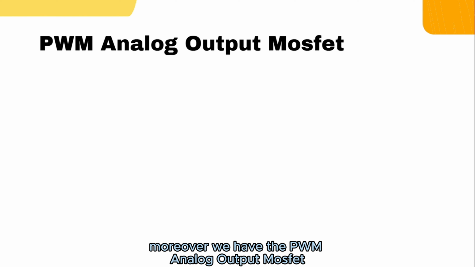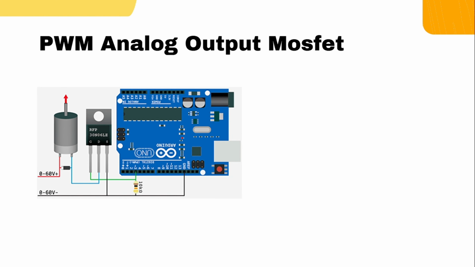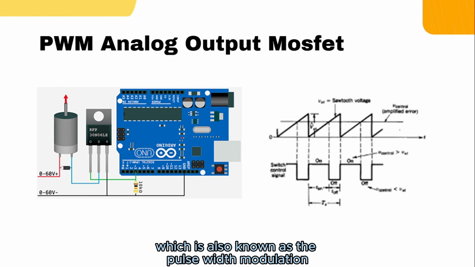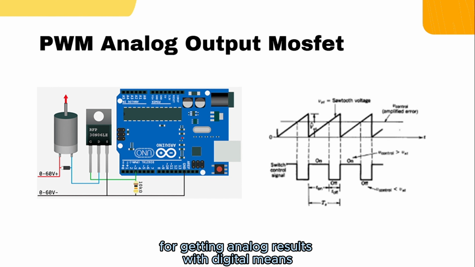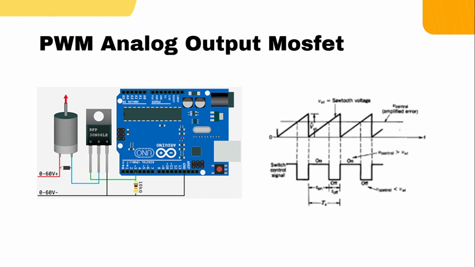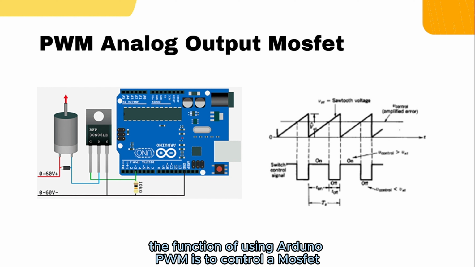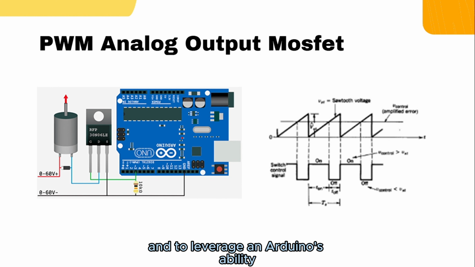Moreover, we have the PWM analog output MOSFET. PWM, which is also known as pulse width modulation, is a technique for getting analog results with digital means. The function of using Arduino PWM is to control a MOSFET and to leverage Arduino's ability to generate precise digital signals to control larger electrical loads efficiently and effectively.